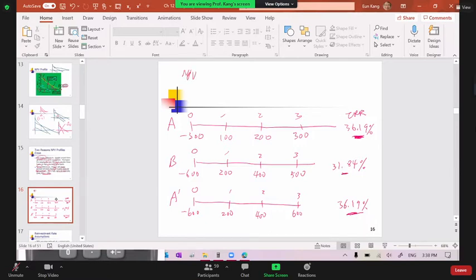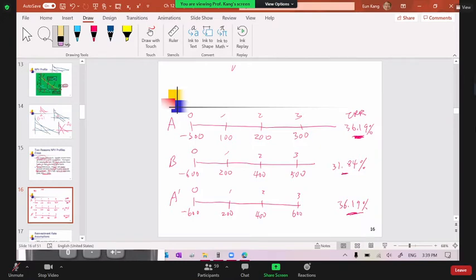Net present value of A. So net present value of A when the interest rate is 0: 300; 10%: 182; 20%: 96; 30%: 32; 40%: minus 17, like this. And B: 500, 288, 134, 18, minus 71.